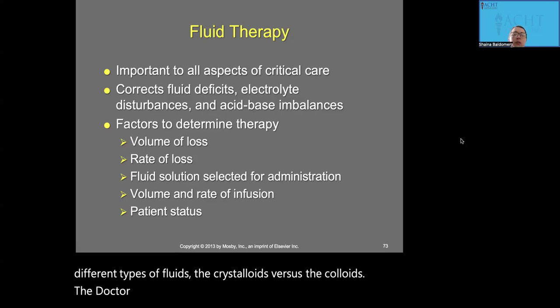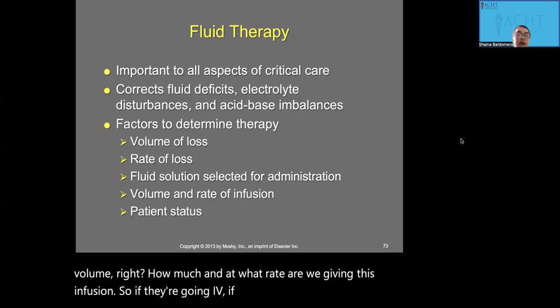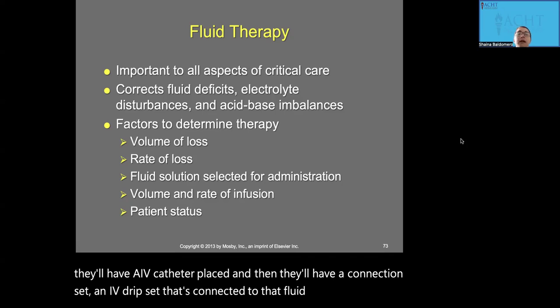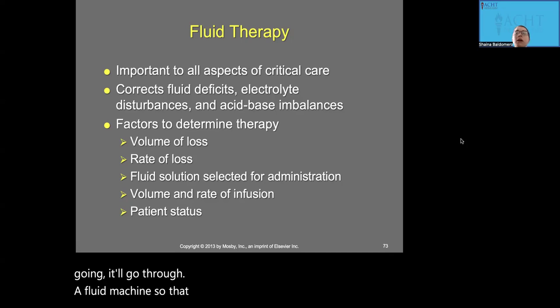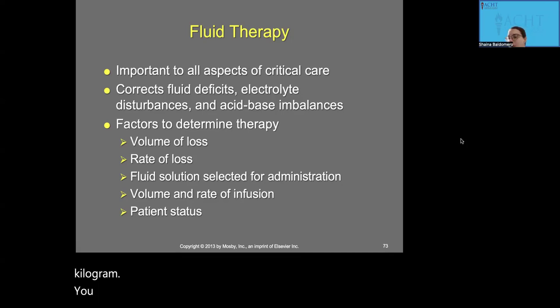The doctor will also determine how much fluid, which is the volume, right? How much, and at what rate are we giving this infusion? If they're getting IV fluid therapy, they'll have an IV catheter placed, and then they'll have an IV drip set connected to that fluid bag, and it'll go through a fluid machine. That machine will control how many mLs of intravenous fluid they're getting every hour. It's usually milliliters per kilogram of body weight per hour.